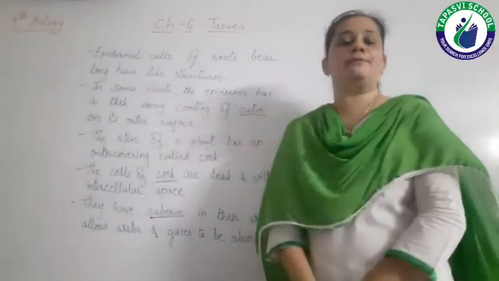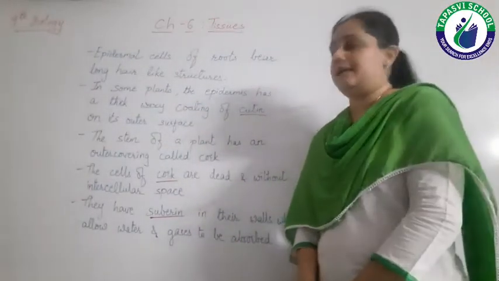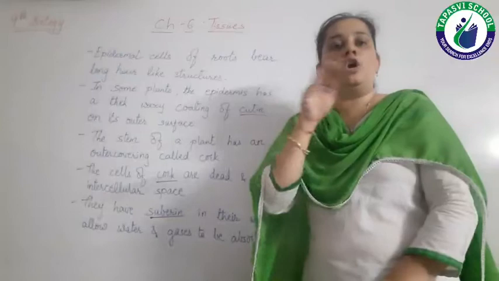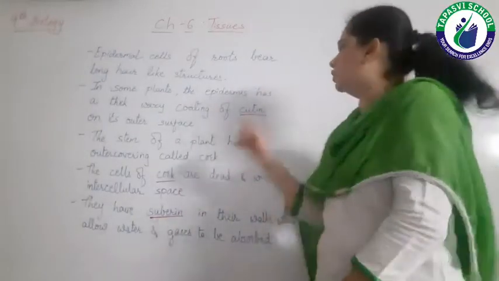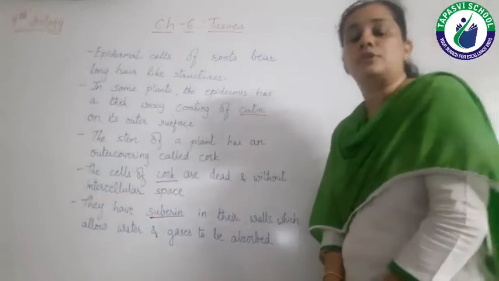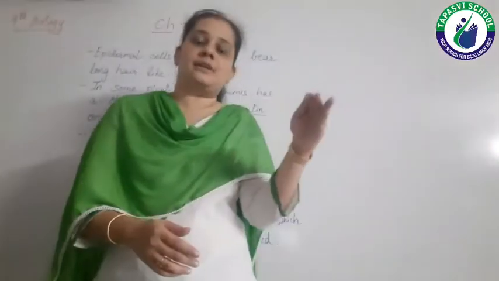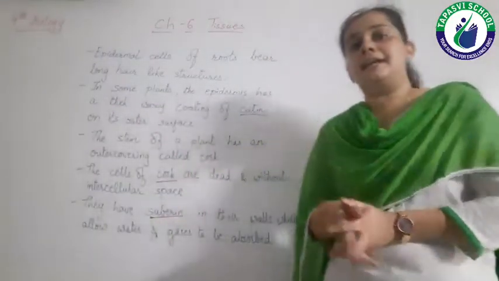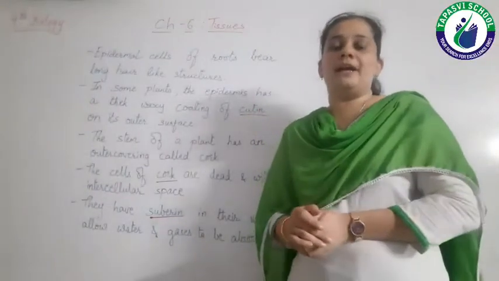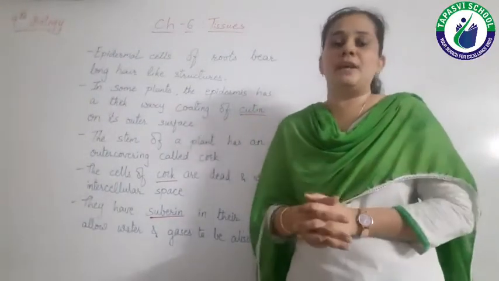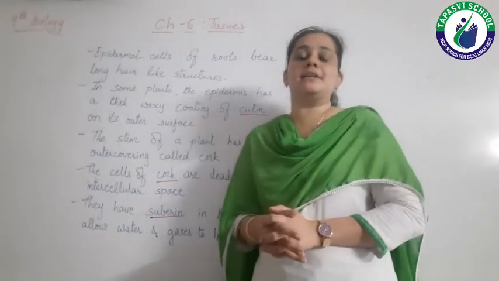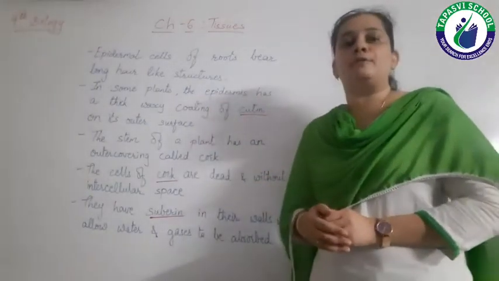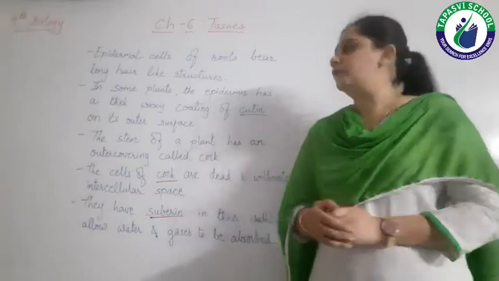In some plants, for example the plants in the desert, the epidermis has a thick waxy coating on them. This coating is known as cutin. This cutin is present on their outer surface. What is its function? You can easily say that this cutin will protect the plant from extra transpiration. As we all know, in the desert the water is very less. So cutin will protect the plant from extra loss of water.